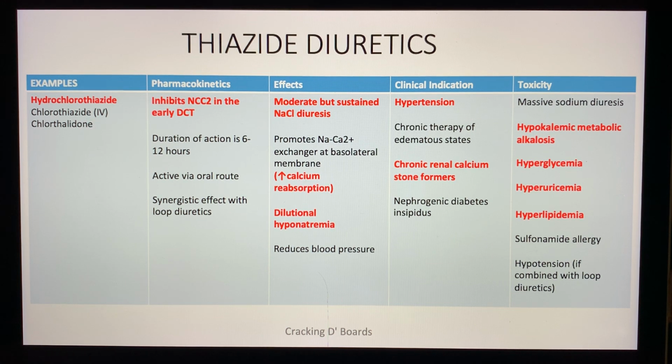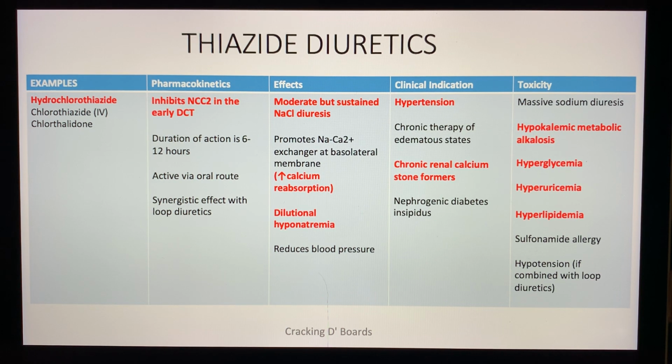Now, pharmacokinetics, memorize inhibition of the sodium chloride co-transporter 2 channel in the early distal convoluted tubules. Duration of action is estimated to be 6 to 12 hours. It's very active via oral route. That's why it's usually given as tablets. And don't forget, thiazide diuretics will exert a synergistic effect with your loop diuretics. So be careful if you give them together. Now the effects are moderate, but they're sustained sodium chloride diuresis.